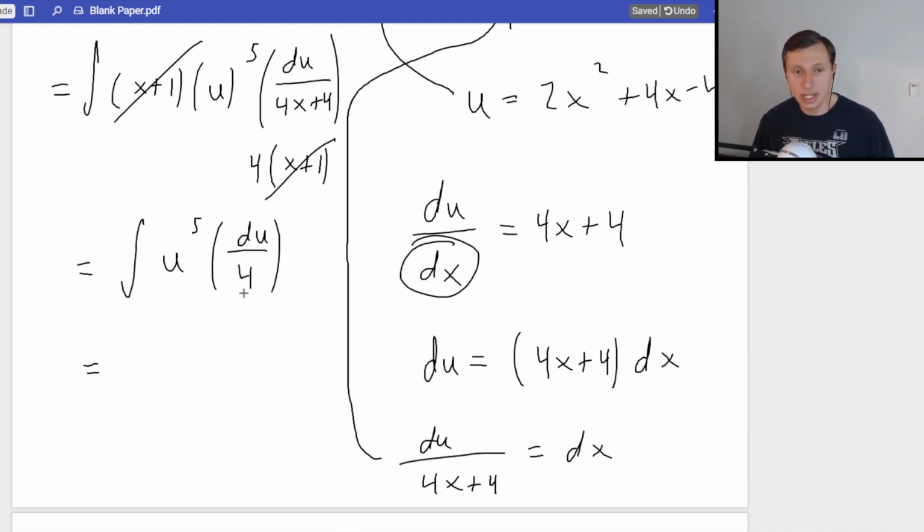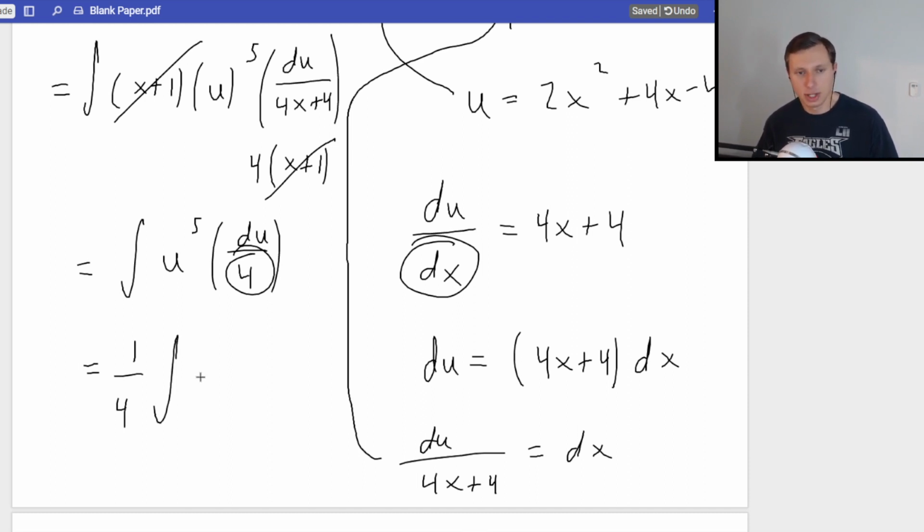This integral would be easy if it weren't for this 4 in the denominator here. This 4 is a coefficient, which means I can write it outside of my integral as 1/4. Why did I write 1/4 and not 4? Well, because this 4 is in the denominator, so it's 1/4. I see a lot of mistakes with that too.